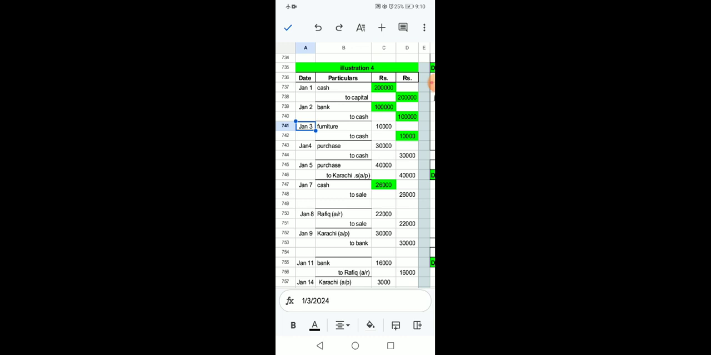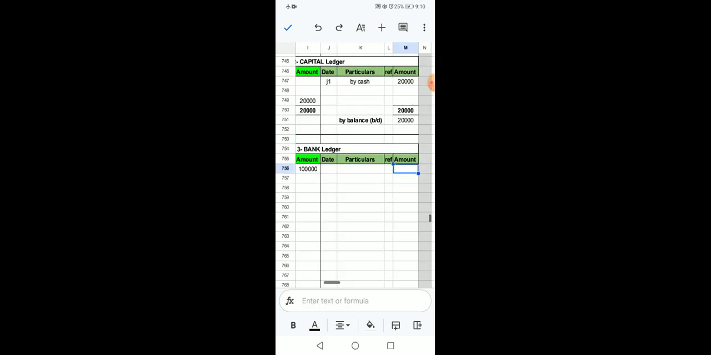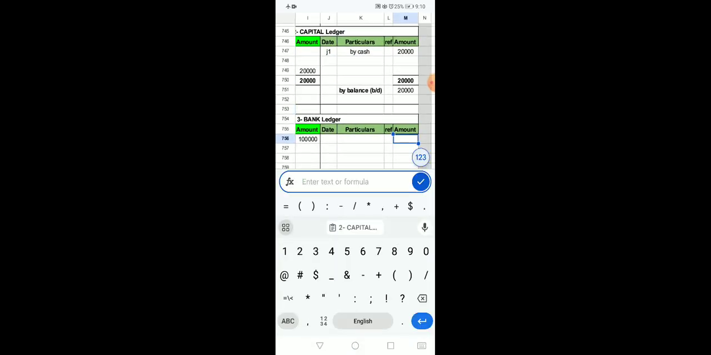January 3rd, no. January 4, January 5, January 7, bank is not present. January 8, January 9, yes, bank is present. 30,000 on credit side. So you will go to the credit side of the bank and will write 30,000. Now see its reference for 30,000. What is the reference? This is your entry.